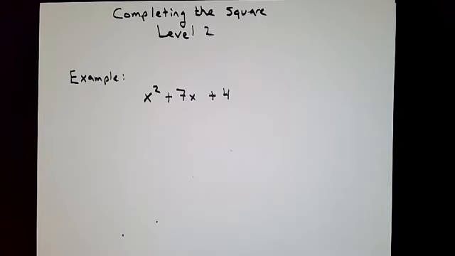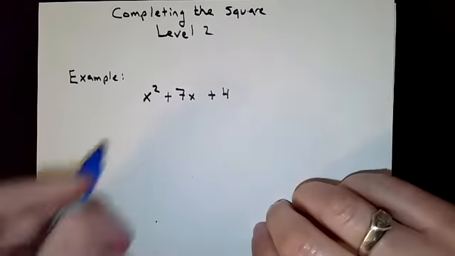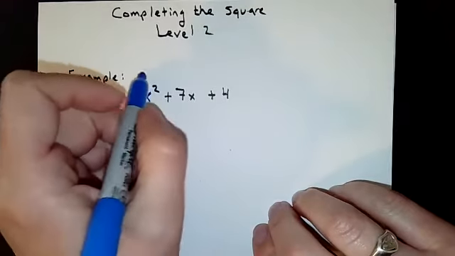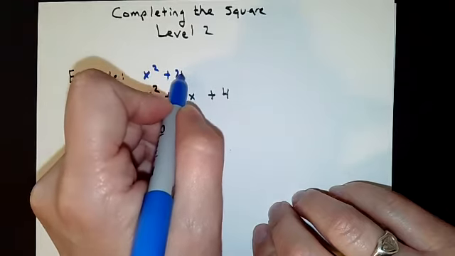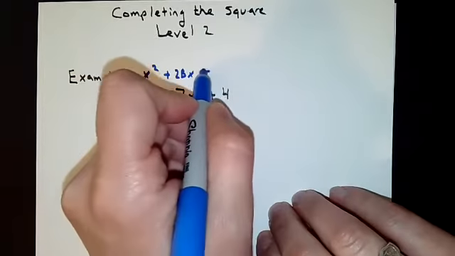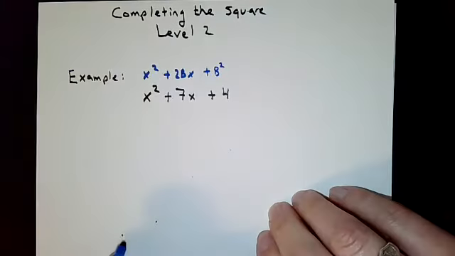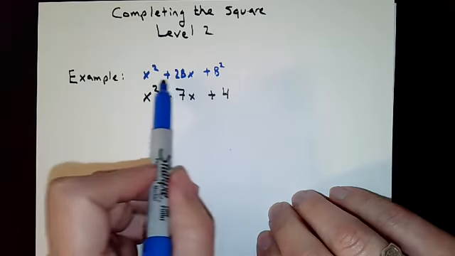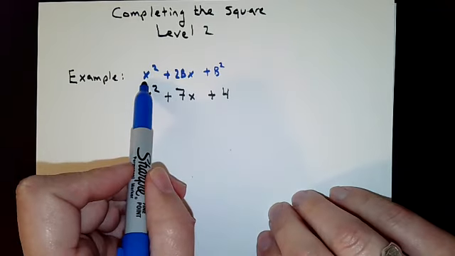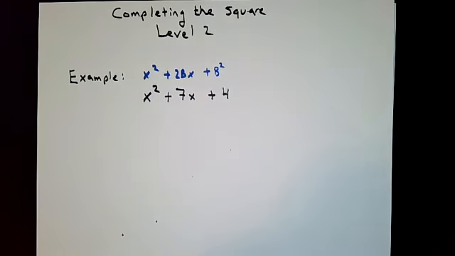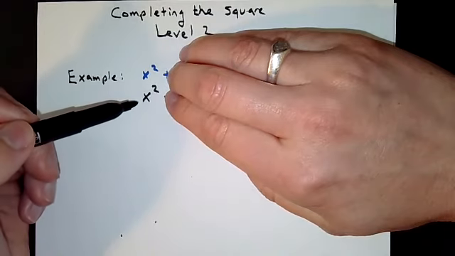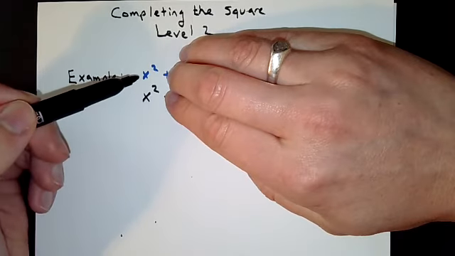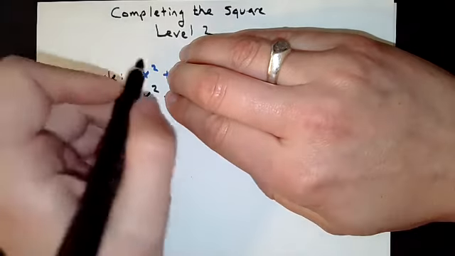Now, no matter how high we go in terms of levels, completing the square always boils down to exactly the same thing. We have to match the perfect square pattern that we talked about in the previous video. To do that, we always start with the x squared. So we have x squared, 1x squared. The pattern requires 1x squared. We match. Yay!